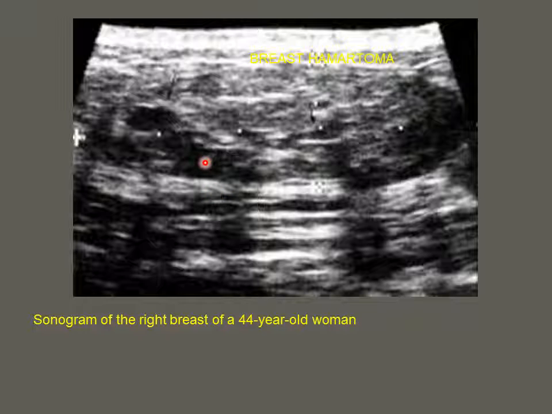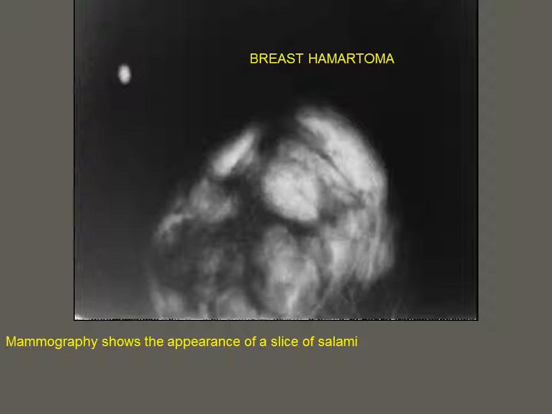Another woman, 44 years, shows an ovoid, well circumscribed, solid hypoechoic mass with several cystic areas. Breast hamartoma. Another woman, a mammogram appears as a slice of salami. Lobulated densities that may be dispersed within the encapsulated fat, described as slice of salami.